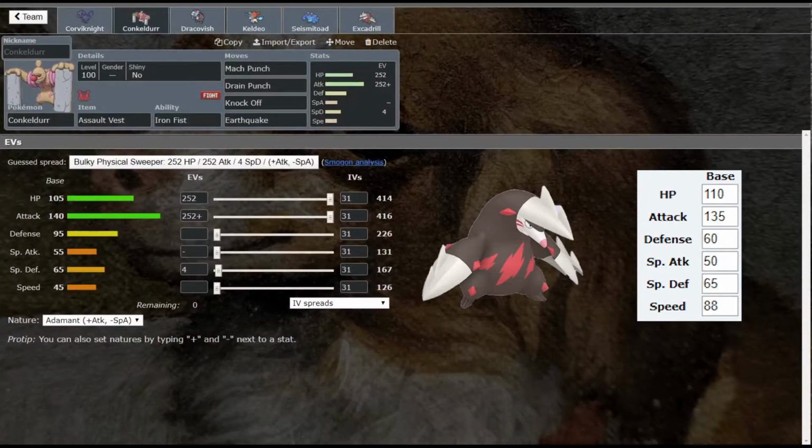Next, we're going to look at Conkeldurr. Now, there are a couple of sets that Conkeldurr can run, but I personally like the Assault Vest set. Of course, you can run the Guts set if you like, but I wanted to talk about this one today because you carry Drain Punch and Mach Punch.